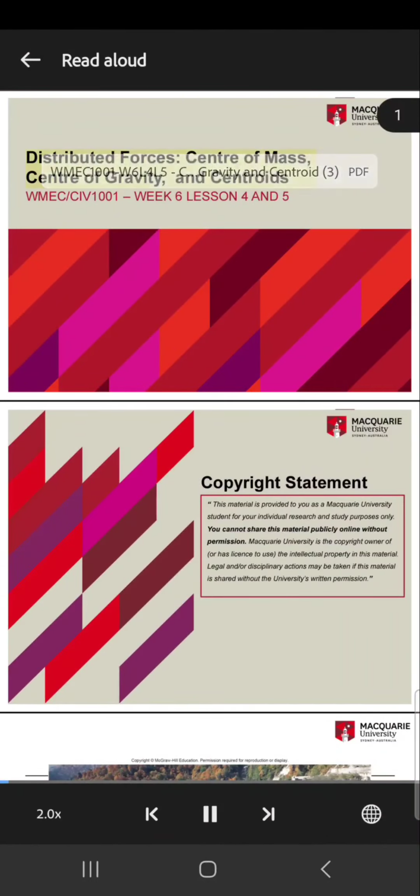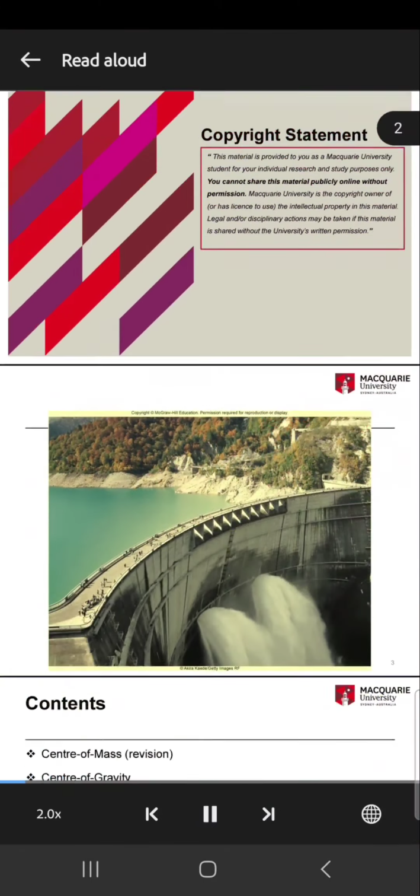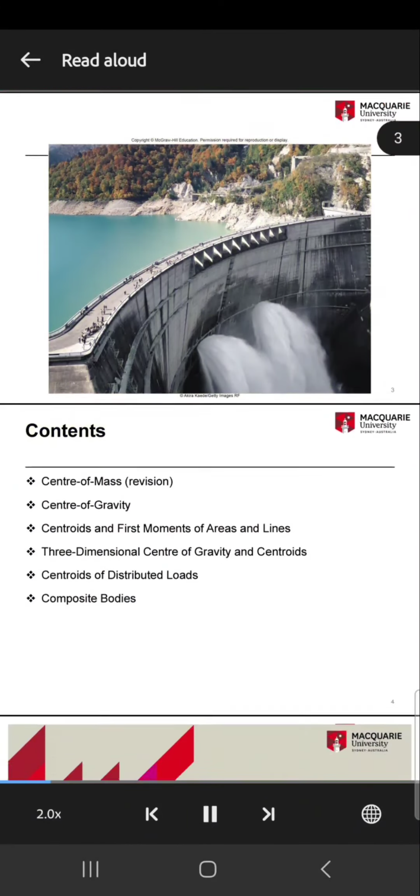Distributed forces, center of mass, center of gravity, and centroids. WMEC 101 week 6. Contents: center of mass. Application: center of mass, CM.